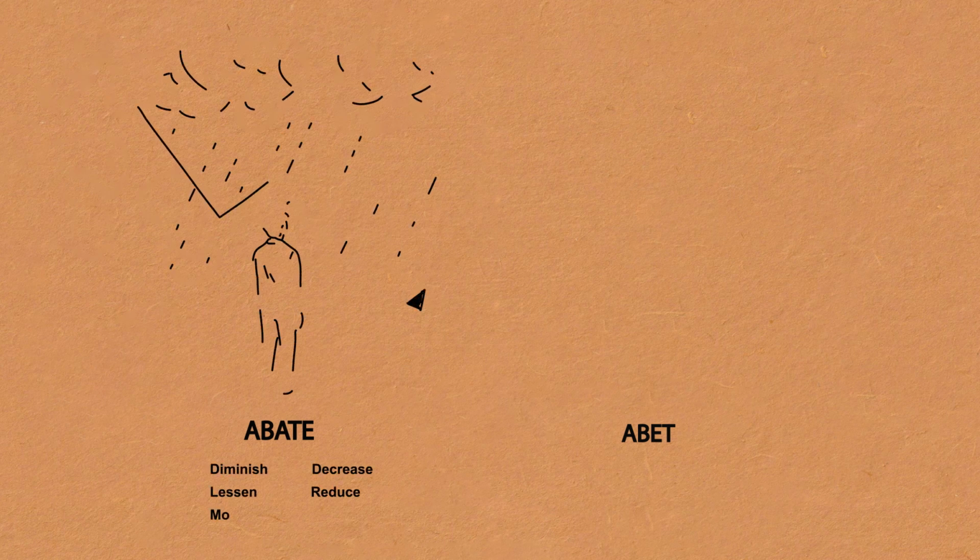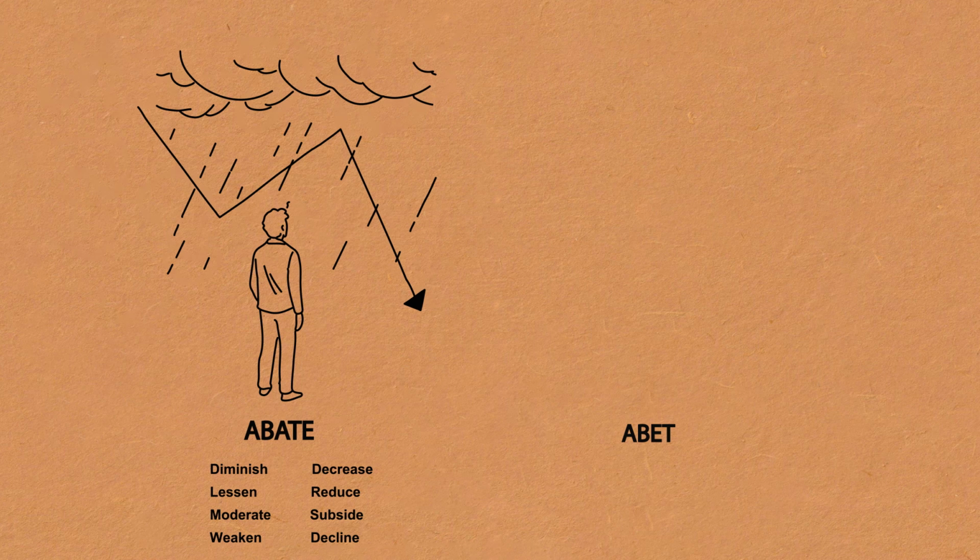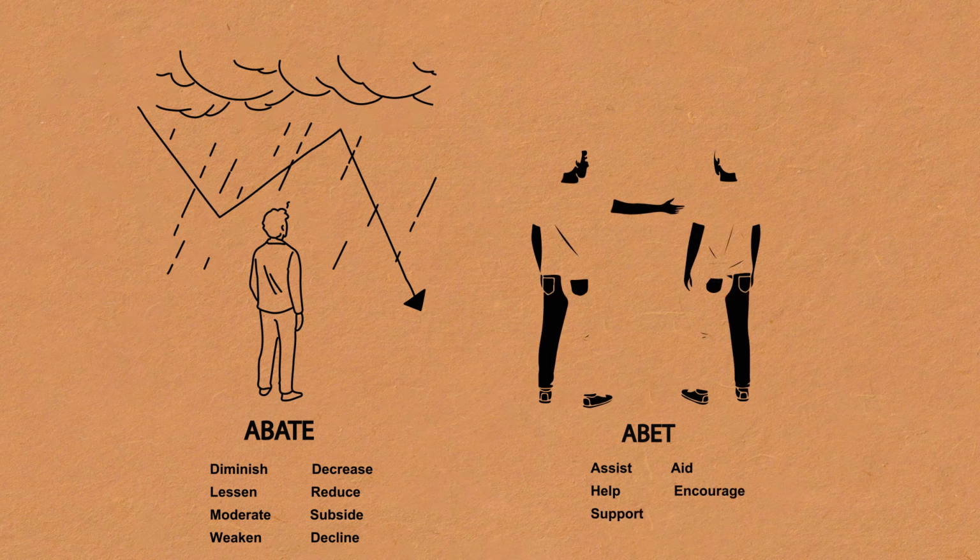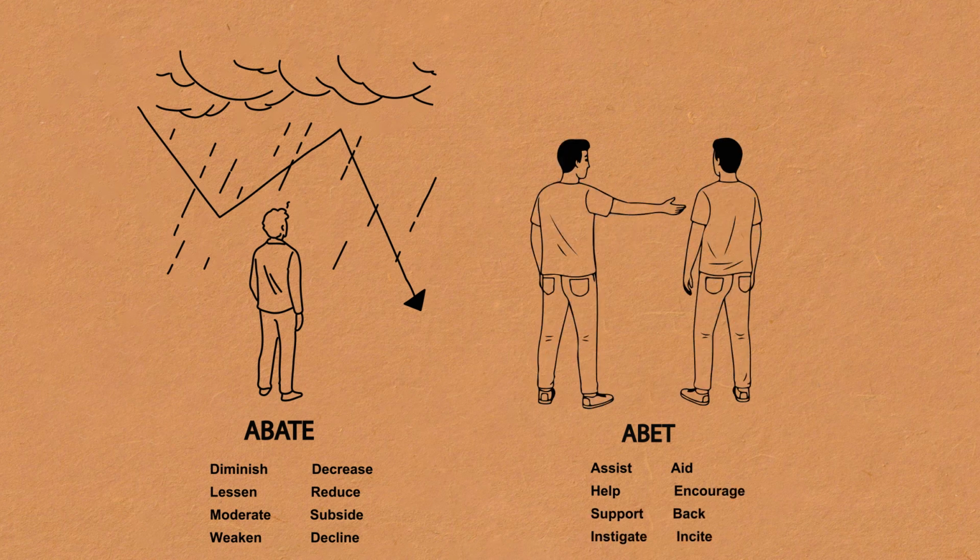The word abate is a verb that means to lessen or reduce the intensity, amount, or strength of something. It is often used in formal or legal contexts. On the other hand, abet is also a verb that means to encourage or support someone in committing something wrong or illegal.